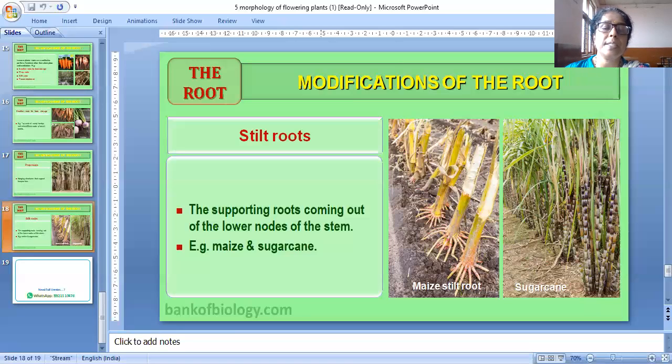This is the calyx. The petals form the corolla, the male part is the androecium, and the female part is the gynoecium. Calyx and corolla are accessory organs, while androecium and gynoecium are reproductive organs.